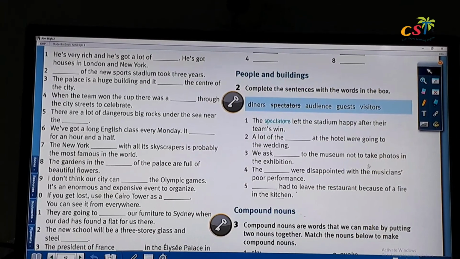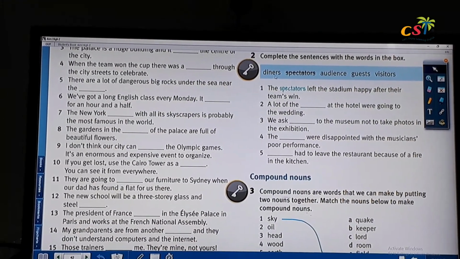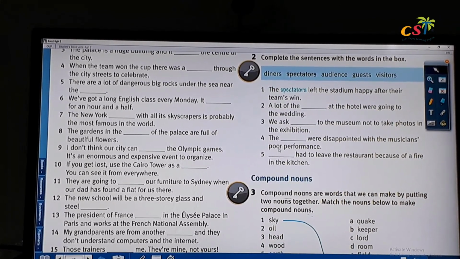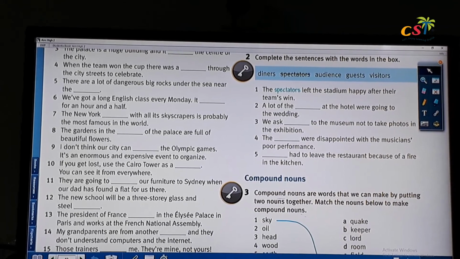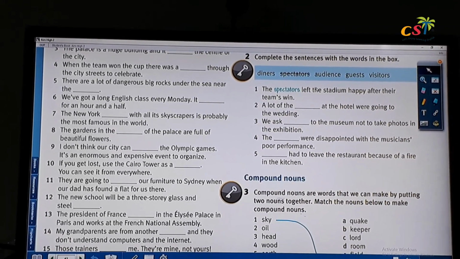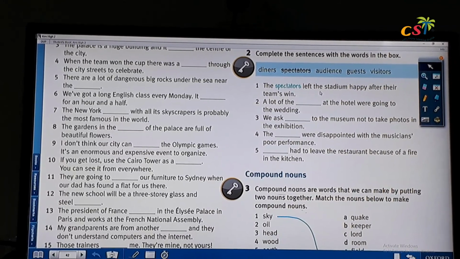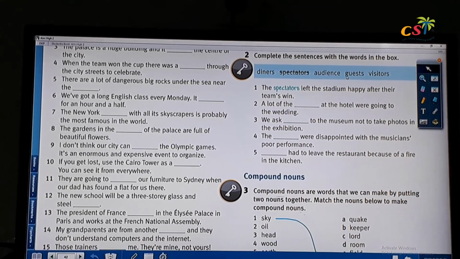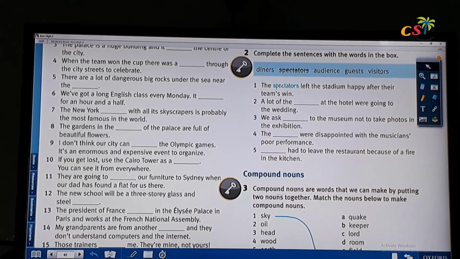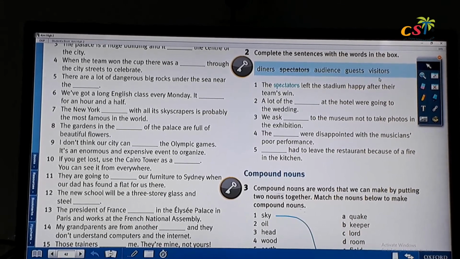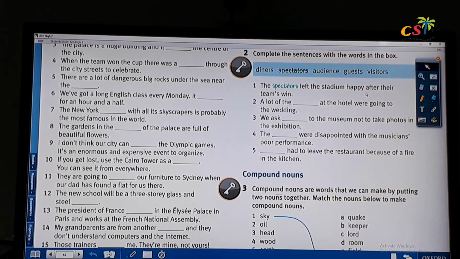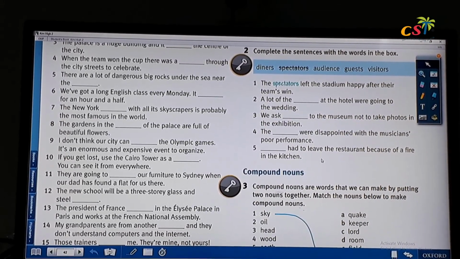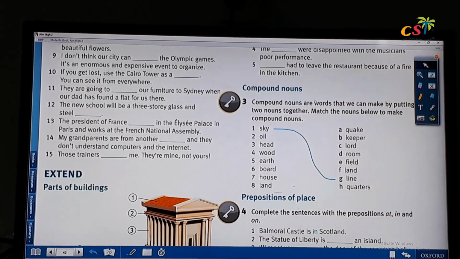Okay, Michelle, again. Diners, people who visit restaurants. Spectators, people who come to the stadium to support their team in the match. Audience, people who come to see a concert or maybe a speech or things like that. And then guests, people who visit other people's house. Visitors, people who come to a tourist attraction like a museum or maybe Dufan or a beach like Ancol and so on. Okay, that's it.